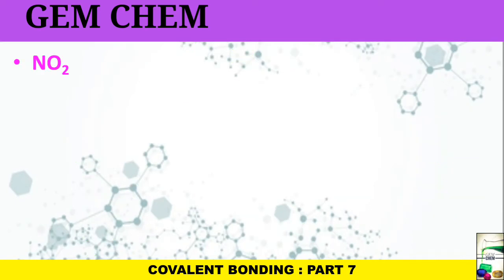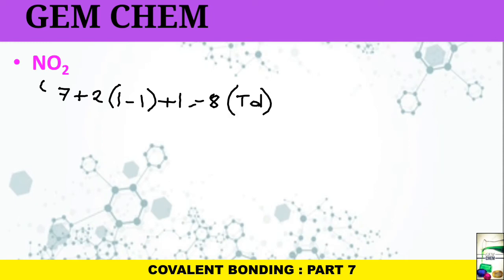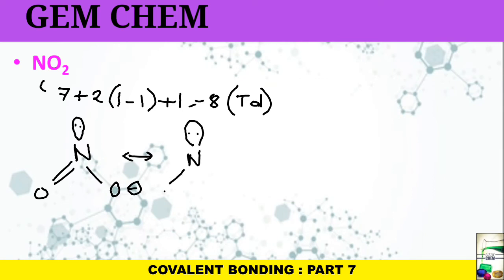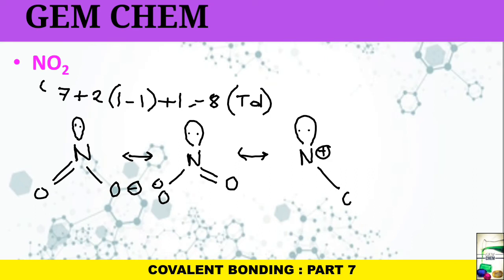Now we will see another example, that is NO2. NO2 also has a finite dipole moment and this can be explained in the same way. 7 plus 2, 1 minus 1 plus 1 equals 8, which is a tetrahedral structure, right? So here we can draw it like this: nitrogen, double bond, O minus. This will resonate to form nitrogen, lone pair, O minus, double bond here. Similarly, there will be a positive charge on nitrogen. So nitrogen positive, O minus and O minus, right?